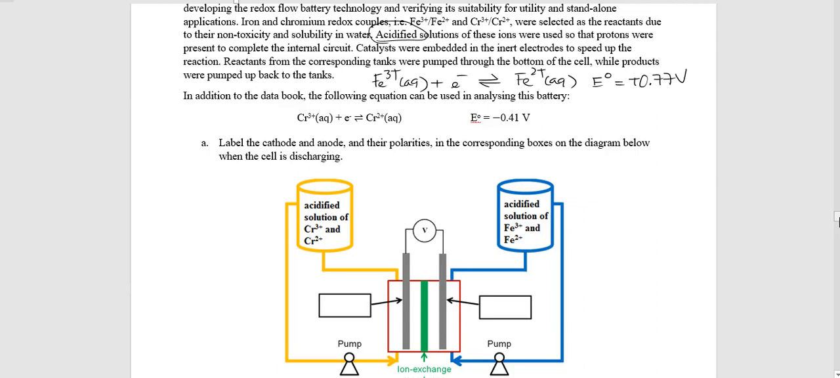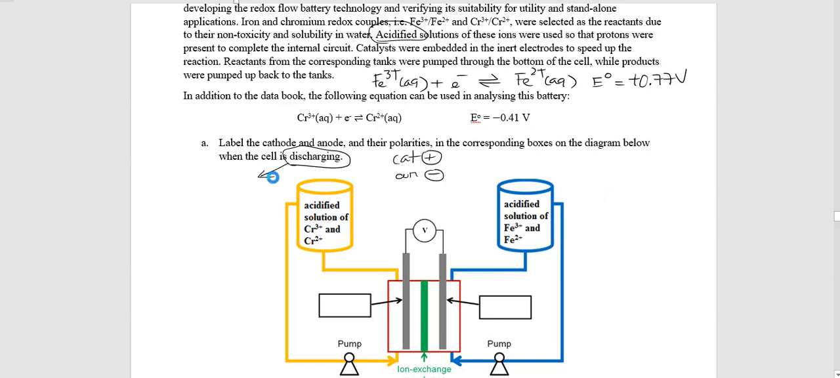Label the cathode and anode and their polarities in the corresponding boxes on the diagram below when the cell is discharging. I think last year I didn't even give this extra information and you had to deduce from just the fact that there is a voltmeter here. But sure, we tell you it's discharge. So your biggest job right now is to tell me which one's the cathode, which one's the anode, and their polarities. Obviously, because this is discharge, cathode is going to be positive and anode is negative.